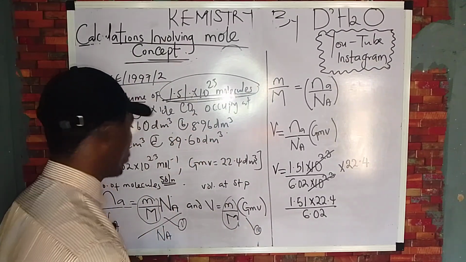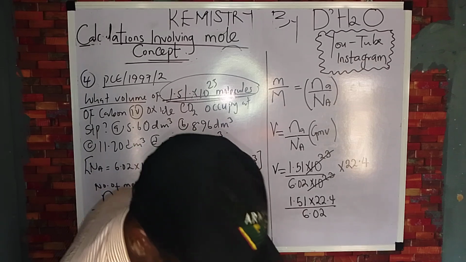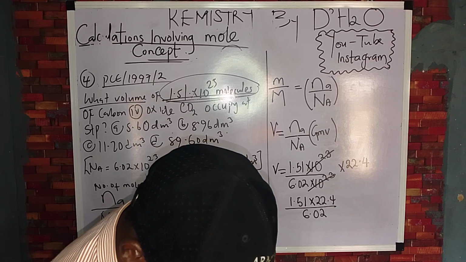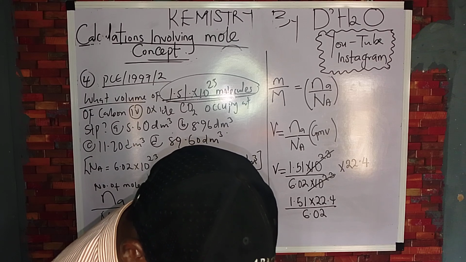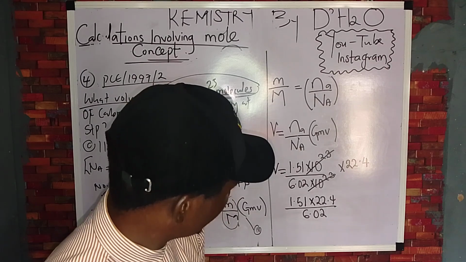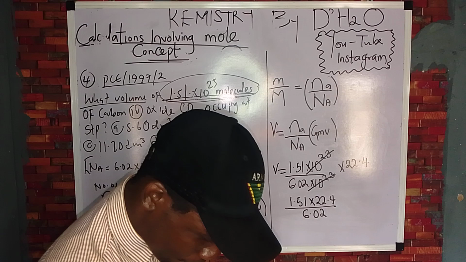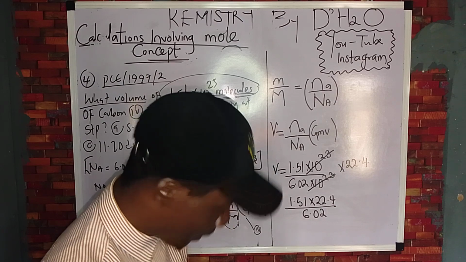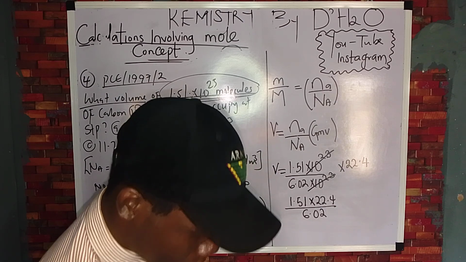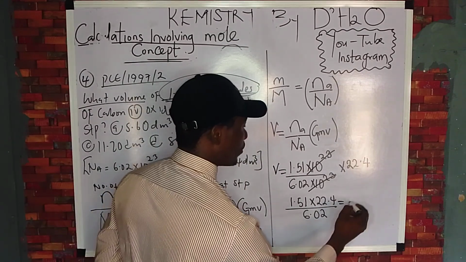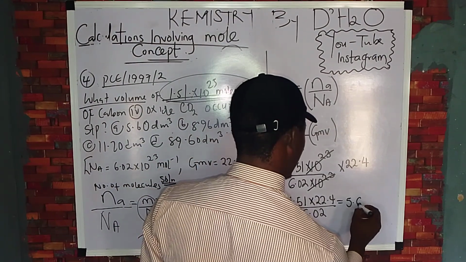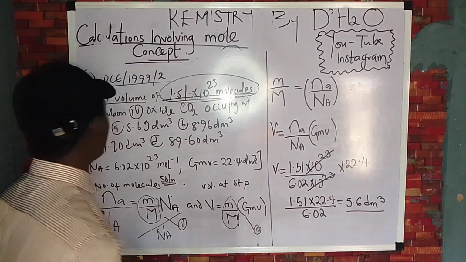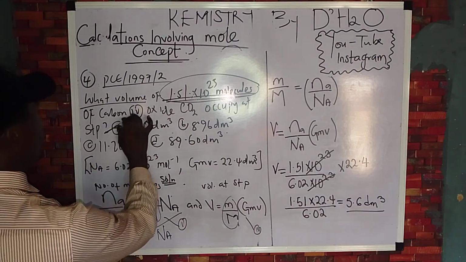Let's quickly use our calculator to solve this problem to get our answer. 1.51 times 22.4 divided by 6.02 will give us 5.6 dm3. That becomes the answer to the volume problem. So the answer is option A.